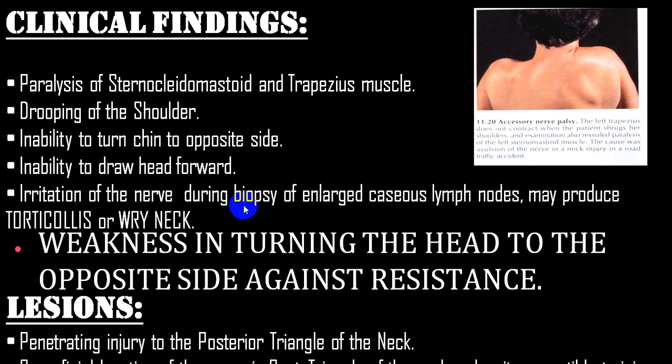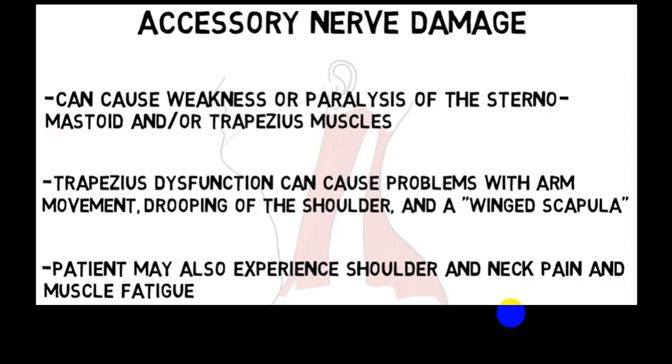And whenever there is an irritation of nerve, you will get spasm of the sternocleidomastoid producing torticollis, or we call wry neck. And once in a while, a penetrating injury in the posterior triangle can produce a damage and will produce the functional loss of trapezius and sternocleidomastoid. So it will produce weakness or paralysis of sternocleidomastoid and trapezius muscle.